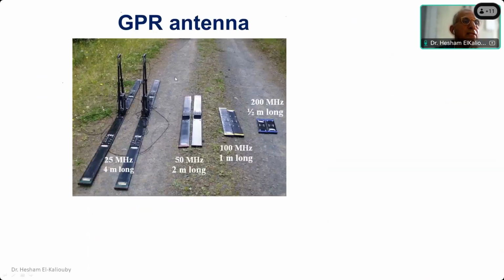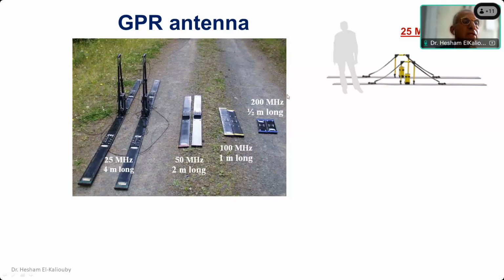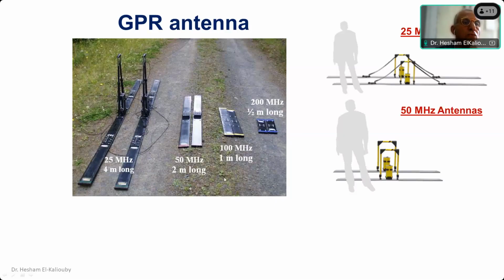GPR antennas are very different in size. The length of the GPR antenna varies based on the frequency. For example, the lower frequency, like a 25 megahertz antenna, which is a very low frequency antenna, could be as long as 4 meters because the wavelength of this antenna is very long. If you go to a 50 megahertz antenna, it could be like 2 meters.